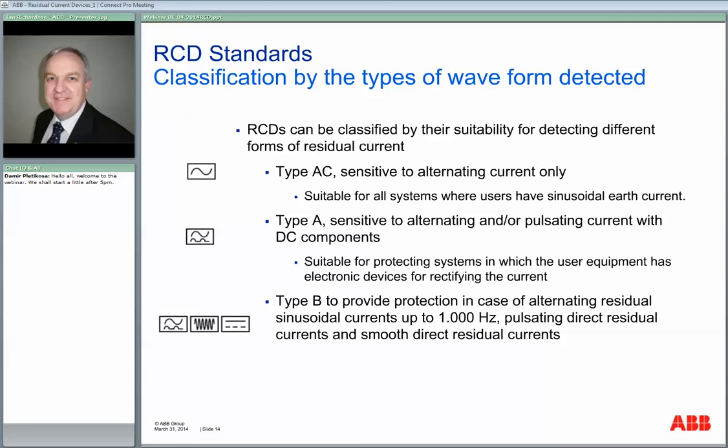The other two devices, AC and Type A, can't actually see those high frequencies, and in fact they can get quite upset by those higher frequencies, and this is where the Type B is generally, by most variable speed drive manufacturers, recommended. If you're required to have an RCD on a variable speed drive, you should be using a Type B. The Type Bs can also see an earth fault which is pure DC, which sometimes comes out from quite complex devices as well.